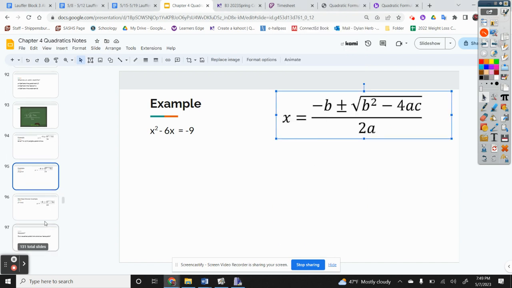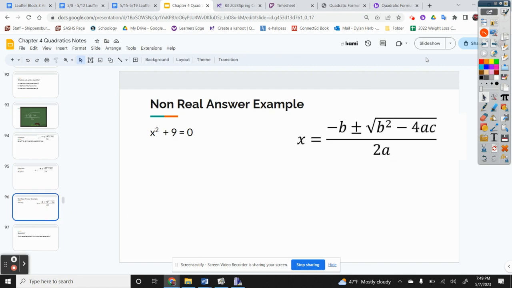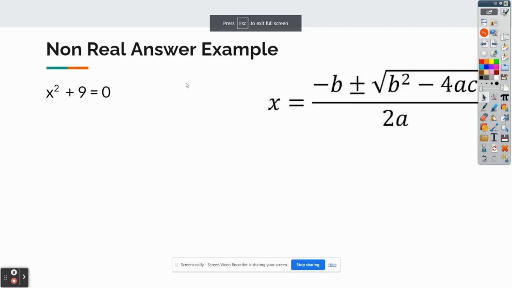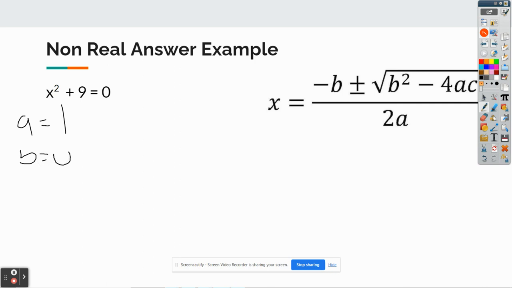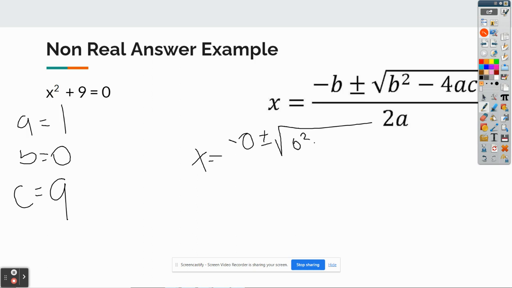And then the last example I'm going to cover here, you can see from the description here, it's a non-real answer, which means it's no solutions. And I just want to show you what that looks like. All right, so we're already ready to identify a, b, and c. A is 1, b is 0, and c is 9. So we plug those into the formula. We have negative b, which is 0, plus or minus the square root of b squared, which is 0, minus 4 times a times c, all over 2 times a.